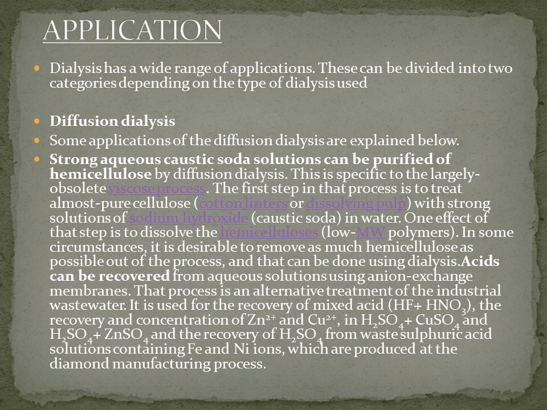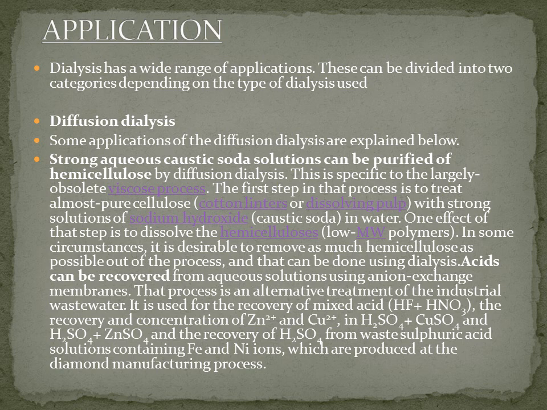obsolete viscose process. The first step of the process is to treat almost pure cellulose, that is cotton linter dissolving pulp, with a strong solution of sodium hydroxide, that is caustic soda, in water. One effect of this step is to dissolve the hemicellulose. In some circumstances, it is desirable to remove as much hemicellulose as possible out of the process, and that can be done using dialysis. Acids can be recovered from an aqueous solution using an anion exchange membrane.